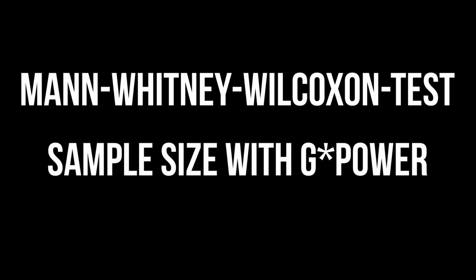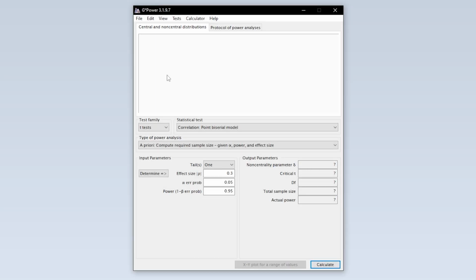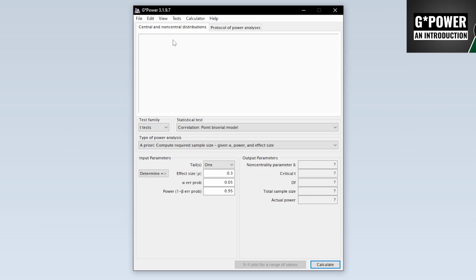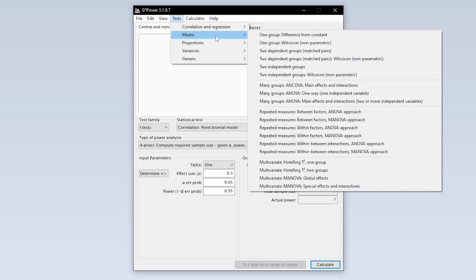This tutorial shows you how to calculate the minimum required sample size for the Mann-Whitney-Wilcoxon test with G-power. When we start G-power, we get this overview by default. We now need to select the Mann-Whitney-Wilcoxon test first. Selected via tests means two independent groups, Wilcoxon, non-parametric.